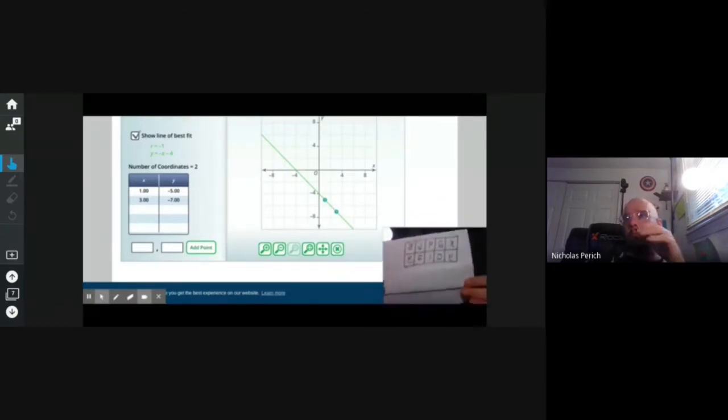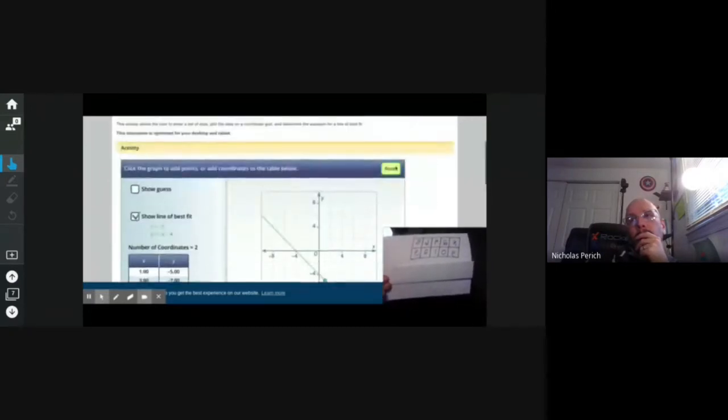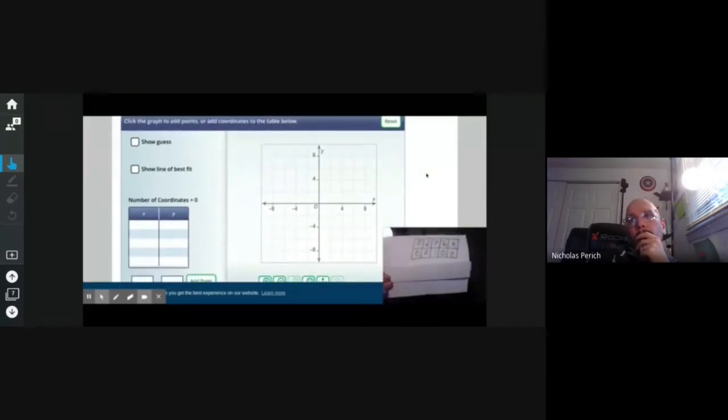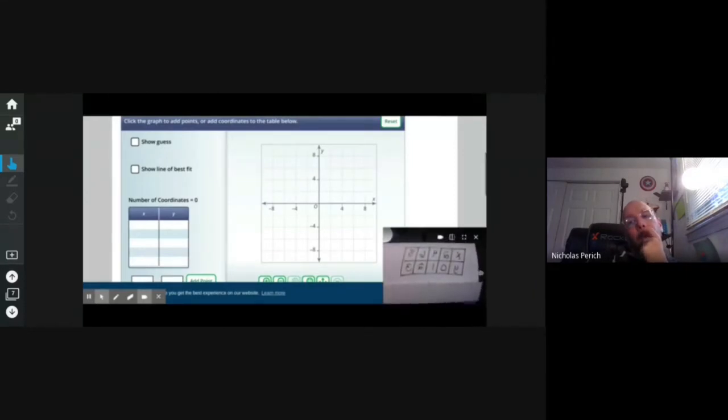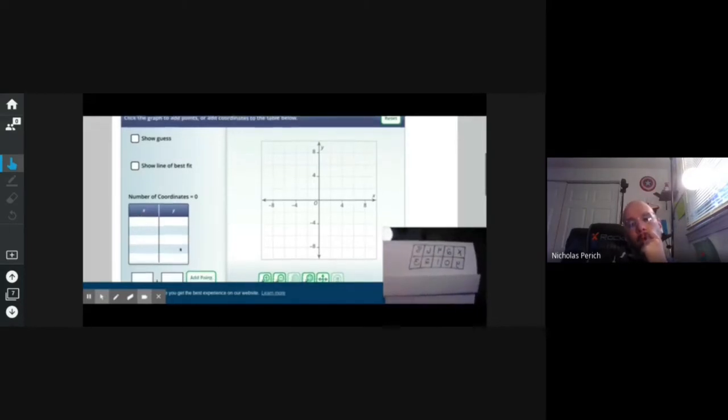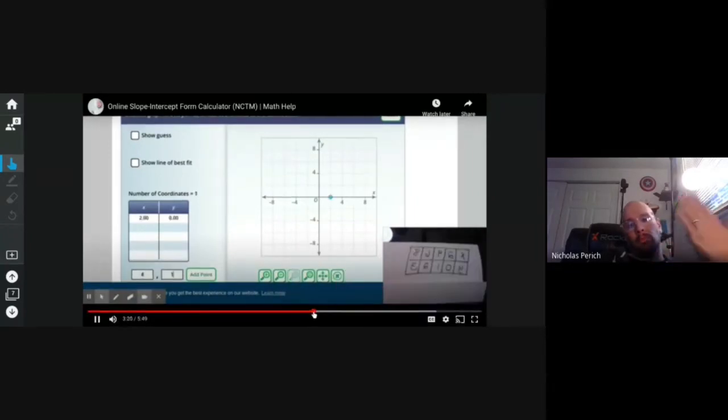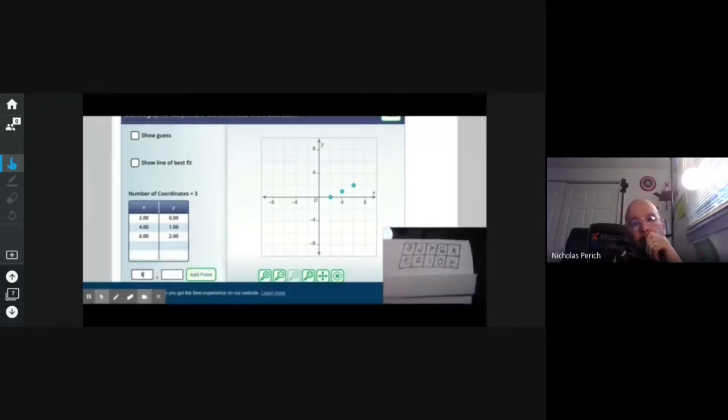What if, however, I give you a table of values instead of points? Well, fun fact, if I hit reset, a table of values are points. So I can turn these values into points, and I will list those points out at the bottom of the video so that you can see. If an x value is 2 and a y value is 0, that's the point 2, 0. If an x value is 4 and a y value is 1, that is the point 4, 1. So I'm going to type those points in, and I have 8, 3, add point.